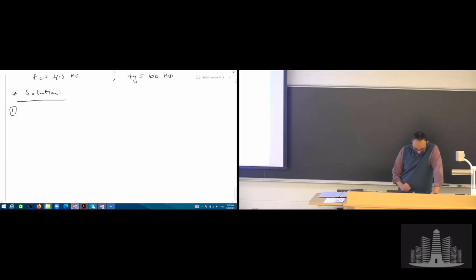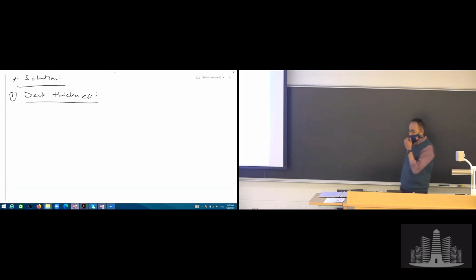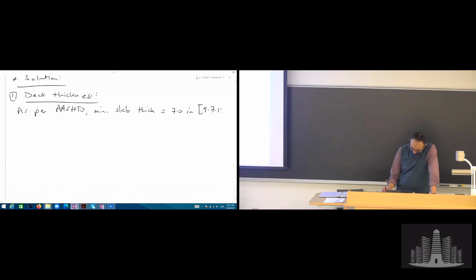Number one, come up with the thickness, obviously. Well, if you look in AASHTO, typically you should not go below 7 inches. So as per AASHTO, the minimum slab or deck thickness is 7 inches. And this you can find in section 9.7.1.1.